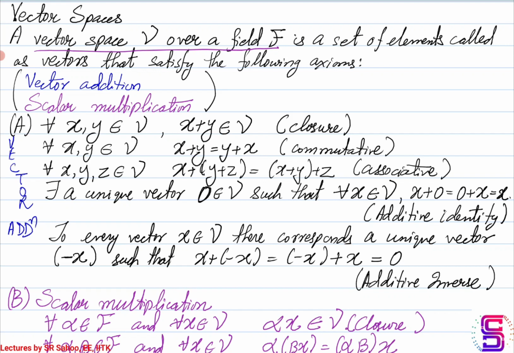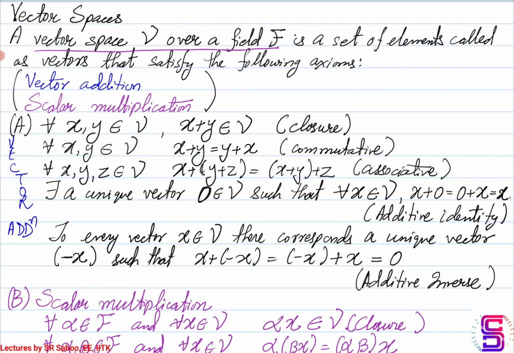So minus x is the additive inverse of x, and similarly x is the additive inverse of minus x, and the additive inverse is unique for a given element in the set V. So we have closure, commutativity, associativity, the existence of a unique additive identity, and the existence of a unique additive inverse for each element in the set V. These properties correspond to vector addition.